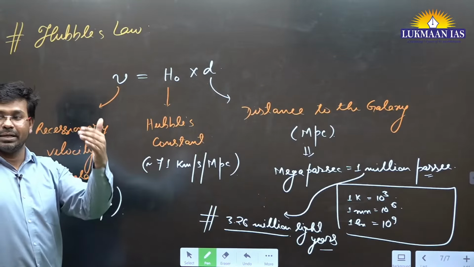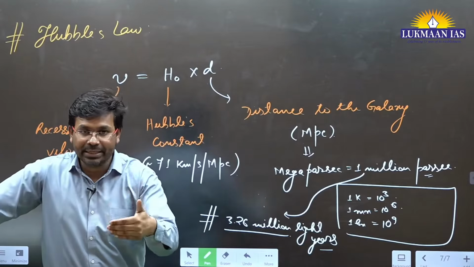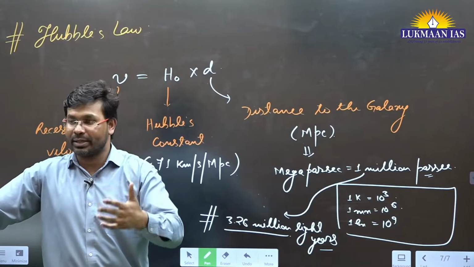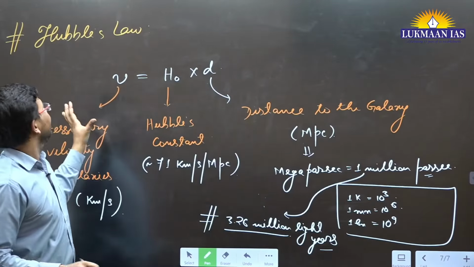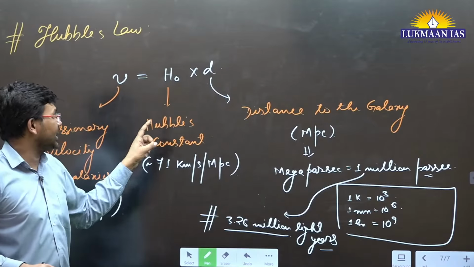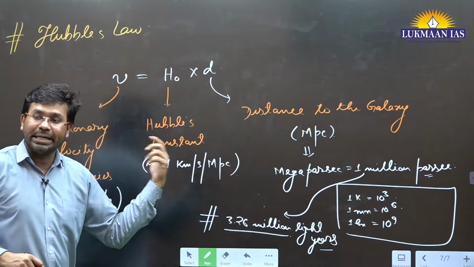What do we mean by light years? 1 light year is an astronomical distance. Light year is used to calculate the distance between astronomical units in general. But in this case, Hubble has given a law where he has given Hubble's constant and he has measured the distance in parsec. And parsec is a little different.